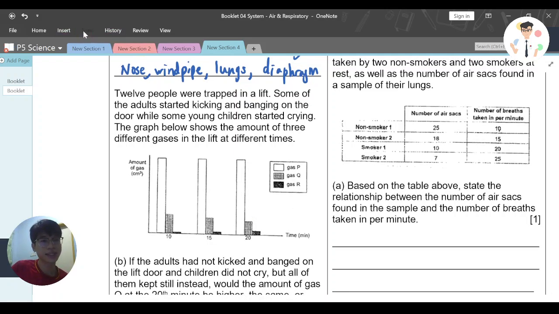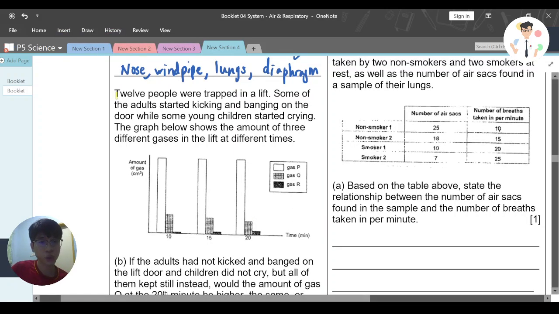The next question says that 12 people were trapped in a lift. Again, this question is actually very common. They would always talk about being trapped in a lift, okay? Some of the adults, because they were trapped in the lift, started kicking and banging on the door, while some young children started crying. And now the question continues to say that the graph below shows the amount of 3 different gases in the lift at different times.